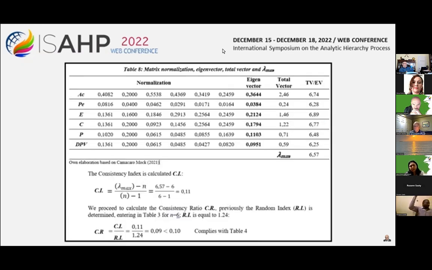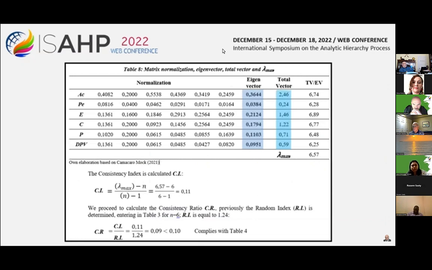The table shows the values of the normalization of the variables. Once the normalization has been performed, the eigenvector, nx1, of the criteria is determined, corresponding to each element of the row the average of the values of each row. Then the total vector is determined by multiplying the matrix of criteria nxn by the eigenvector nx1.